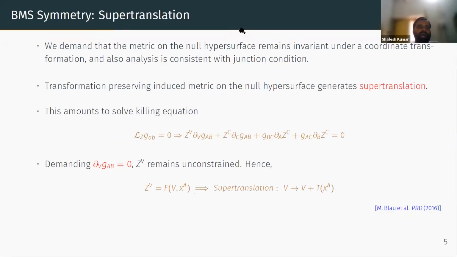Now let us look at how supertranslation arises in this context of stitching two black hole space-times. This motivates us to preserve the induced metric on the null hypersurface, and of course, the analysis should be consistent with the junction condition. A transformation which preserves the induced metric on the null hypersurface will generate the supertranslation. This amounts to solving the Killing equation, which can be written in this form.